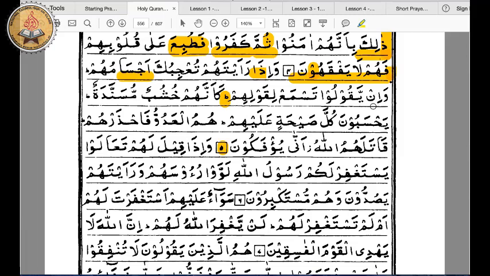وإن يقولوا تسمع لقولهم. Okay. Over here, when you're joining this nun sakin to this ya mushaddad, you're not going to hear the full nun sound. You're going to hear a slight nasal sound. So not wa in yaqulu, but wa iya. Can you make that sound? Wa iya. وإن Wa yaqulu. وإن يقولوا.